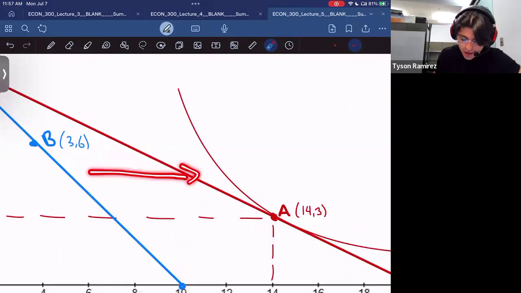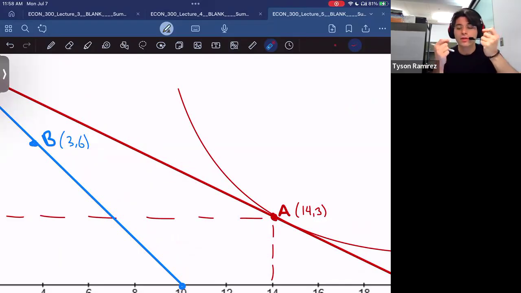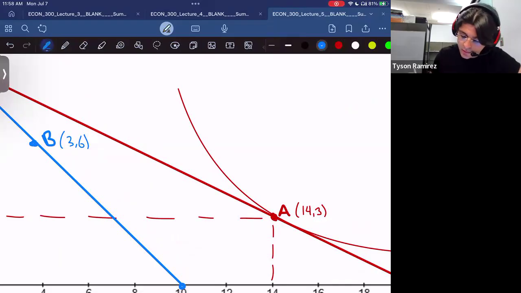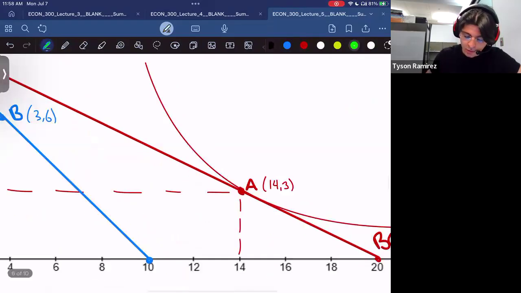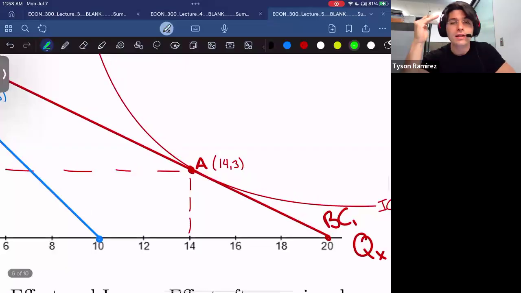Graphically, what this would look like is that we would have a compensated budget line with the same slope as the blue line, but it would be shifted to the right because we were compensated. We have more cash to spend. And what would this do? They give us just enough cash such that it keeps us at the same level of utility.